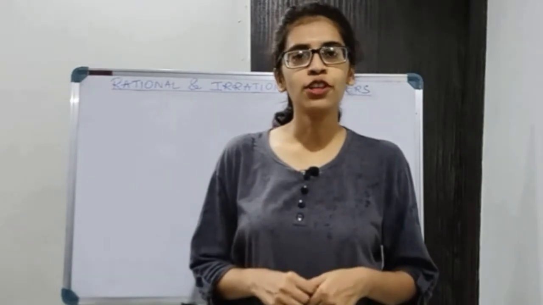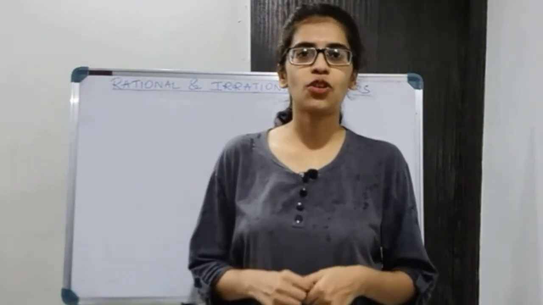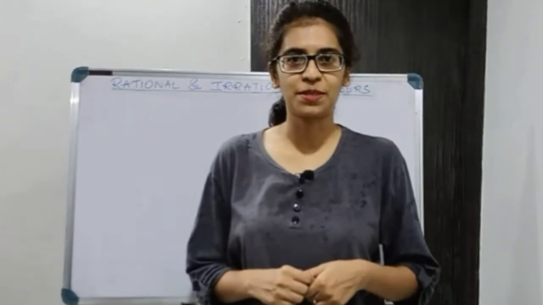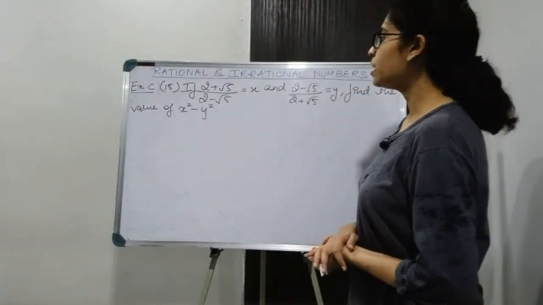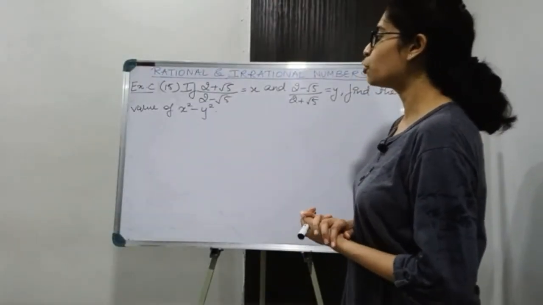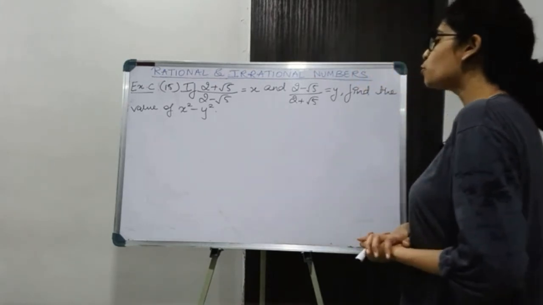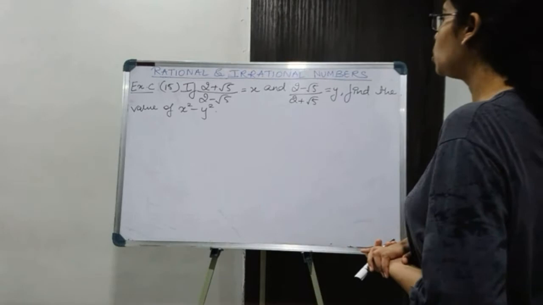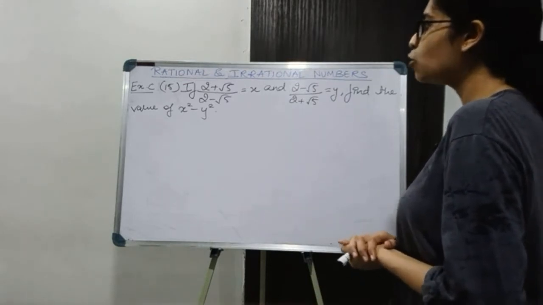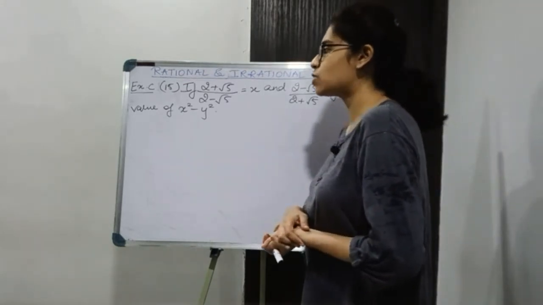In this video, we are going to continue with the third exercise of rational and irrational numbers. Question number 15. If (2 plus root 5) upon (2 minus root 5) is equal to x and (2 minus root 5) upon (2 plus root 5) is equal to y, find the value of x square minus y square.